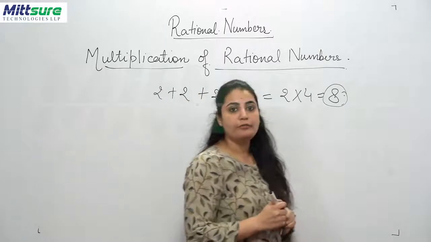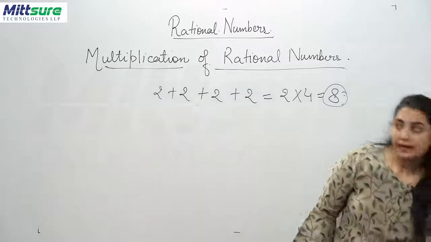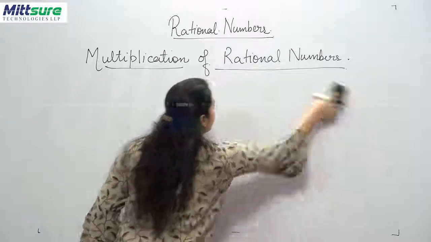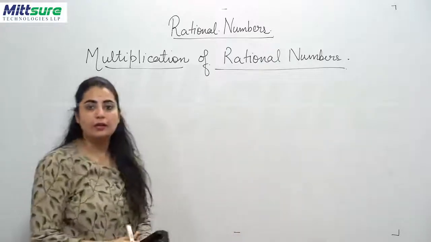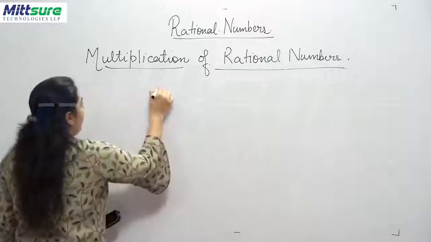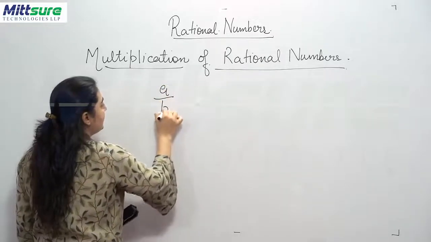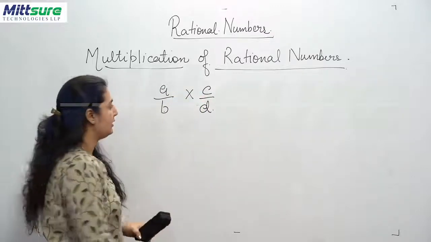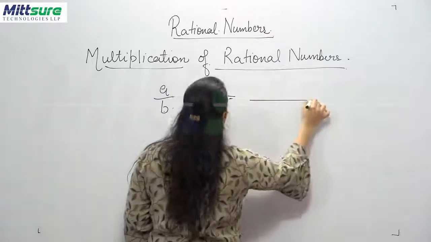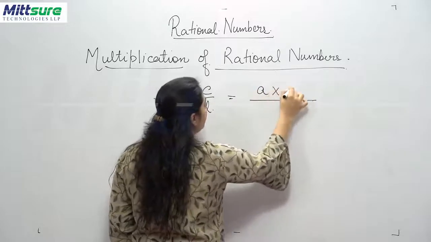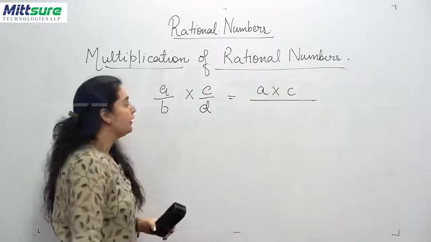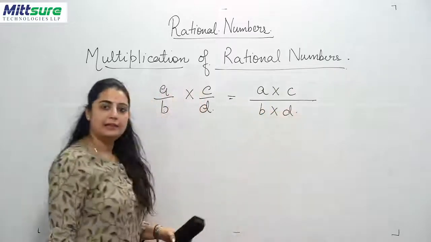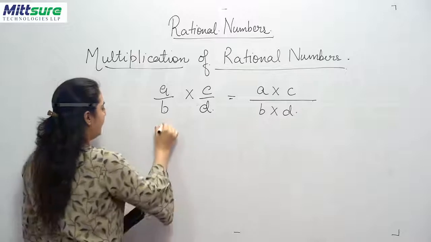And when we talk of rational numbers, we all know that rational numbers are in the form of a upon b. Then when a rational number is getting multiplied by another rational number, we simply have to multiply the numerator with the numerator and the denominator with the denominator. Clear? Now let's take one example.